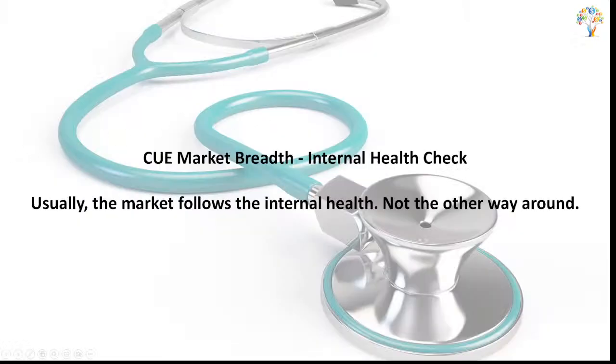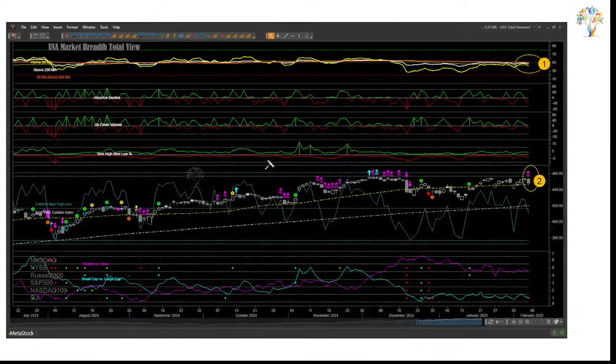Market breadth, internal health check. Usually the market follows the internal health, extremely valuable, not the other way around. The percentage of stocks above 50-day moving average in market breadth total view, the broadest view of the market, continues to show that this recent recovery is actually a recovery in a downtrend. Majority of stocks are still below the 50-day moving average.